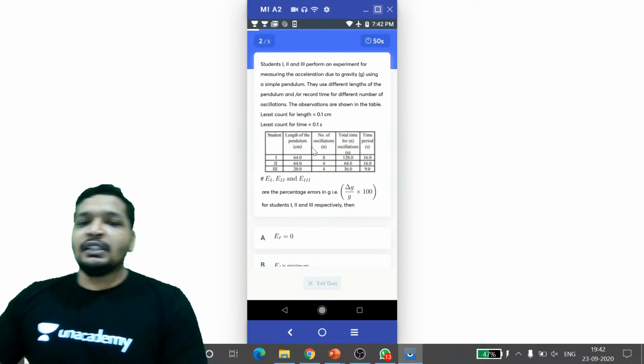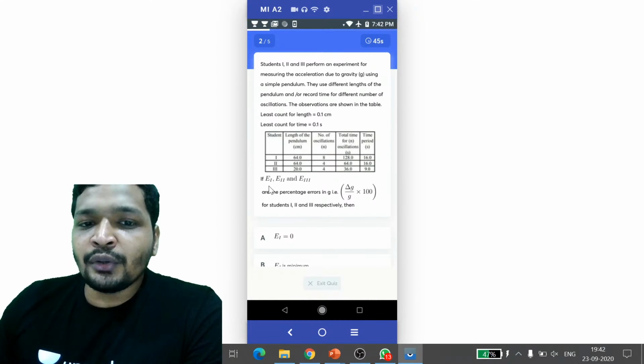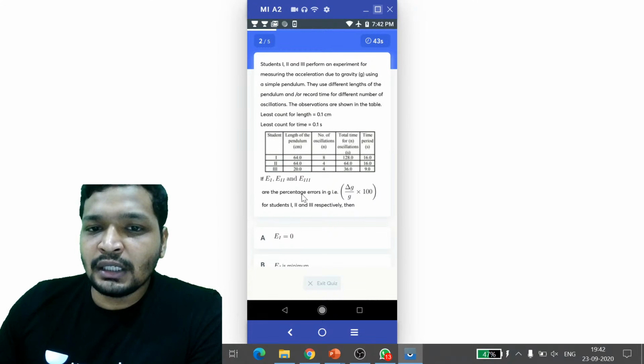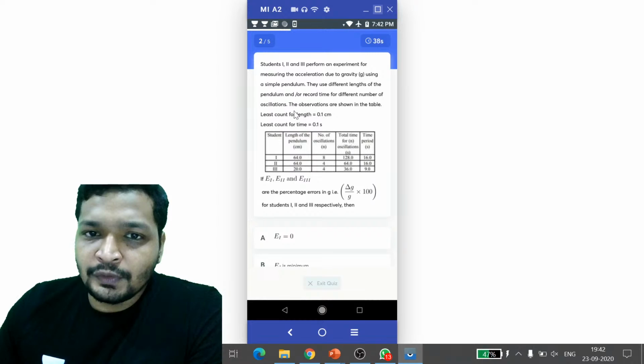So just keep noticing, this is actually a pretty easy question. They would be asking you the relation between E1, E2 and E3, and that is what you need to do. And they've given you all of the data.